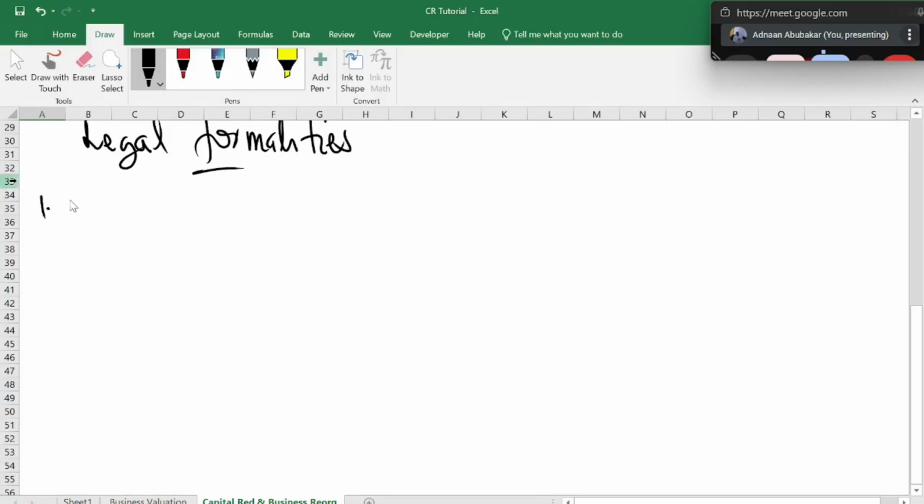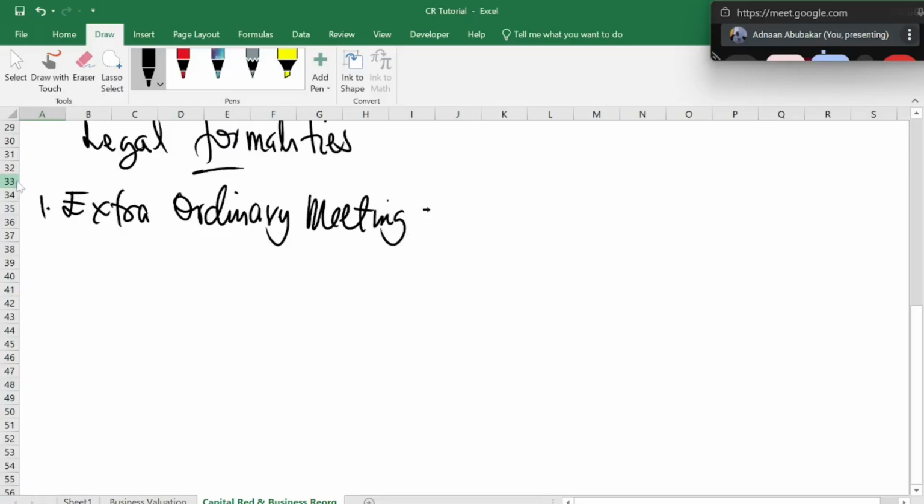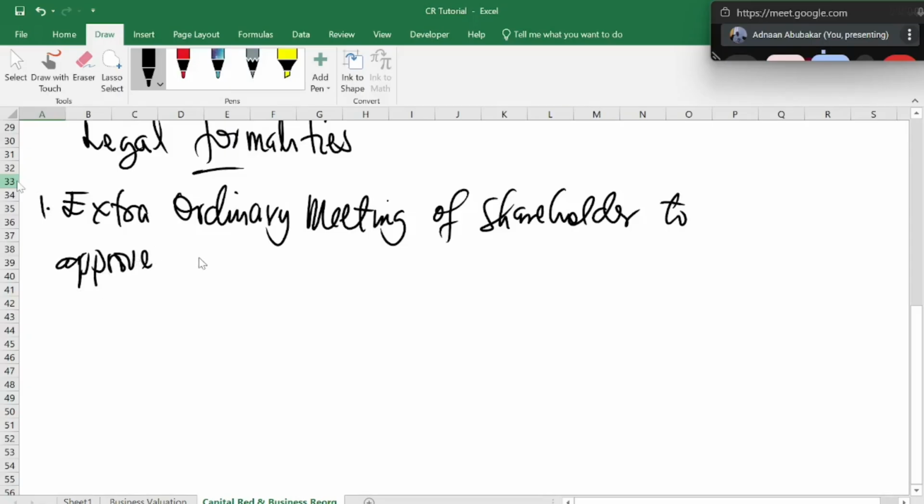So that's why we say they will organize what we call an extraordinary meeting, maybe of the shareholders, and discuss. They will discuss and approve the decision, approve the scheme. Are you with me? Yes, sir. So they will organize this.